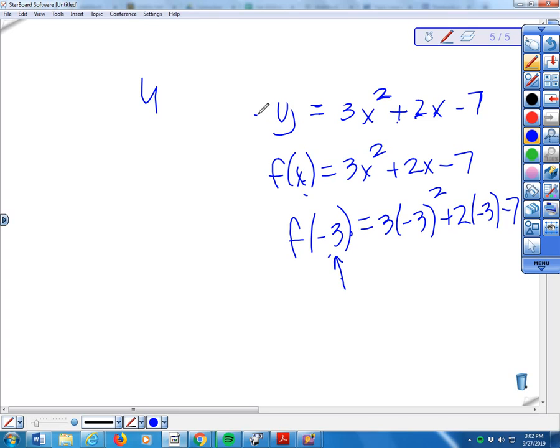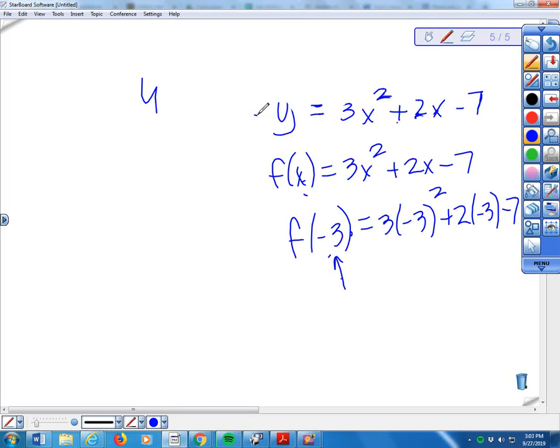And y depends on what I choose for x. So y is dependent on what I choose for x. So x is independent, meaning I'm independent to choose whatever number I want for x. And then whatever I choose for x, y depends on that. The y value depends on x.